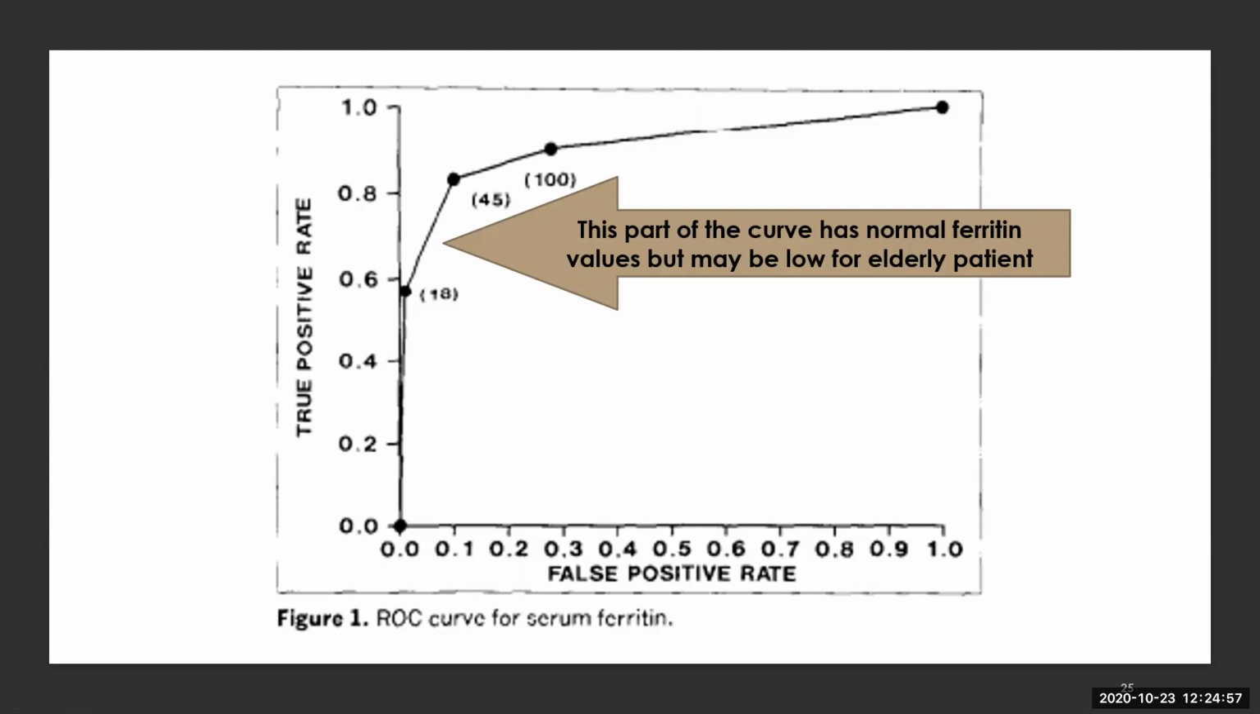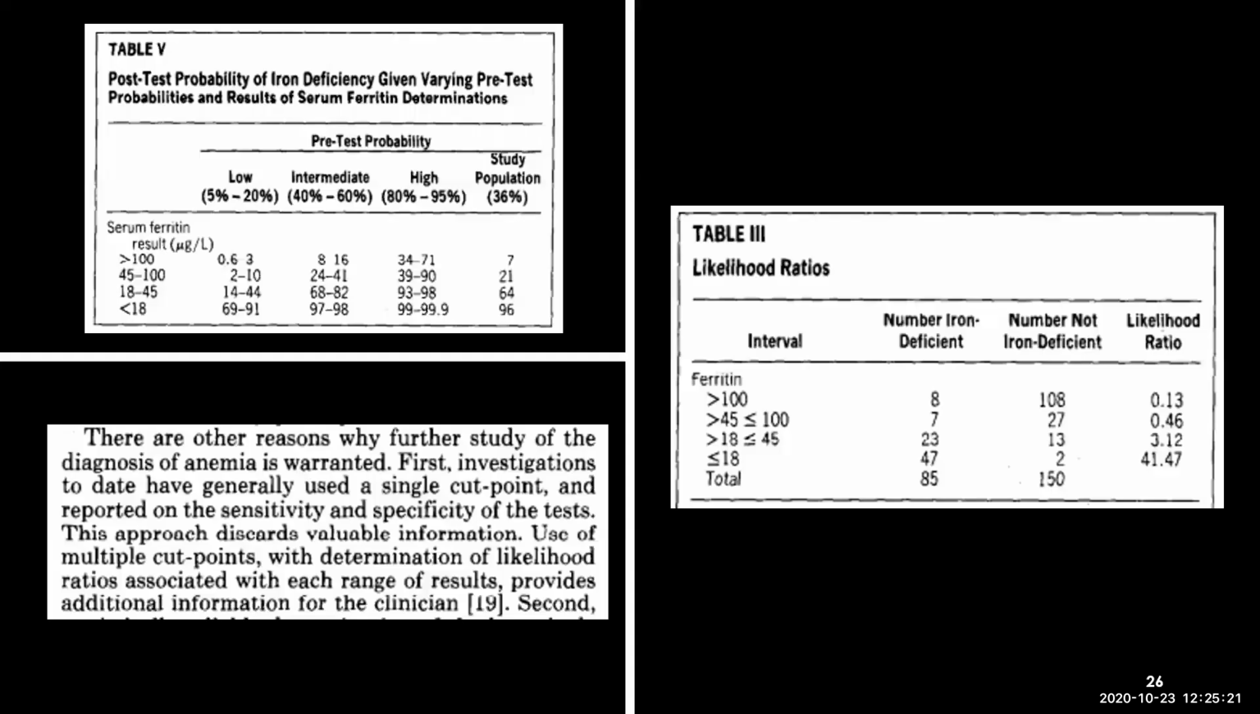But remember that this part of the curve also has some normal ferritin values, but that may be low for an elderly patient. In our T4 example, we took a bunch of cut points, looked at the sensitivity and specificity, and worked our math that way. Here, they did some backwards math and came up with the likelihood ratios. Essentially what the authors are trying to say is if the ferritin is less than 18, then your likelihood ratio is 41 that the patient has iron deficiency anemia.